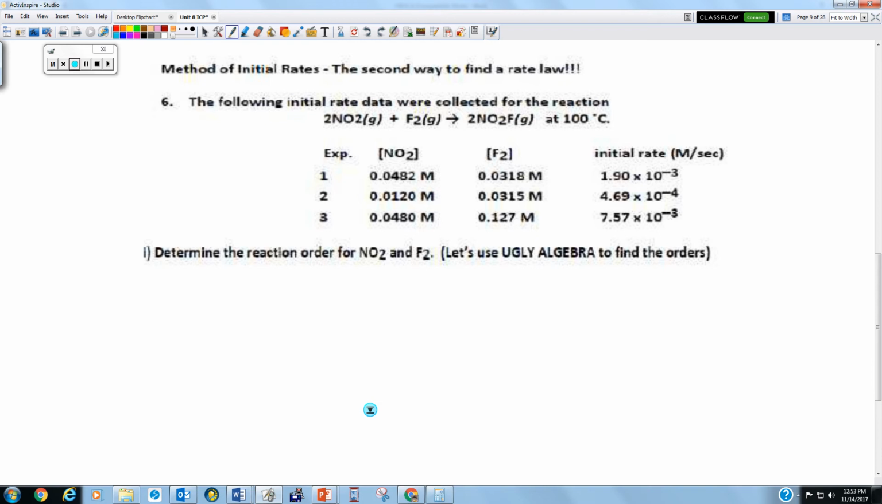All right. So for method of initial rates, the first step that we're always going to do, and let me check my notes to make sure I say this correctly, first step is we always write the rate law, or the skeleton rate law. So step one, skeleton rate law.